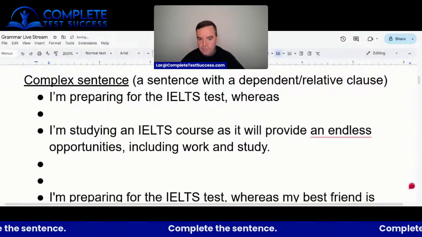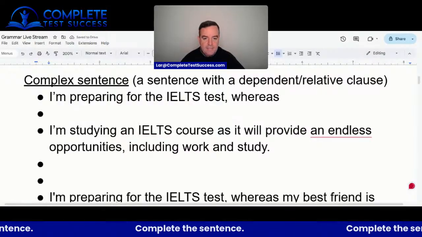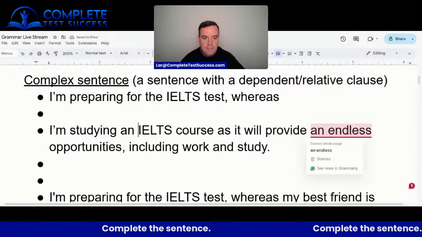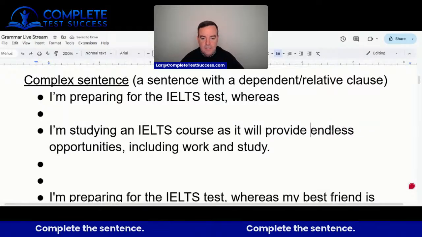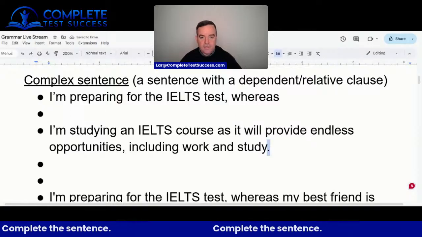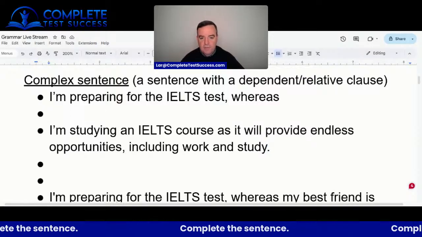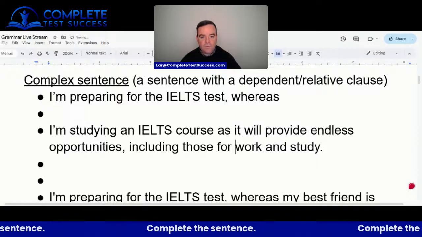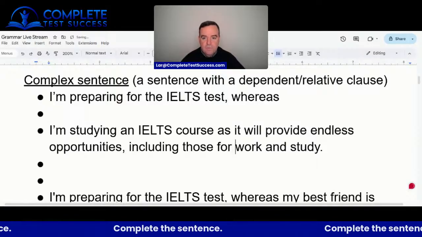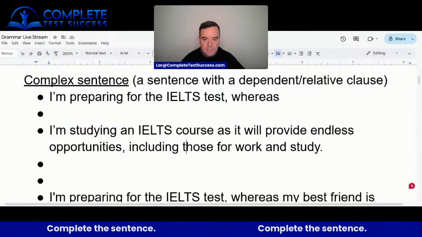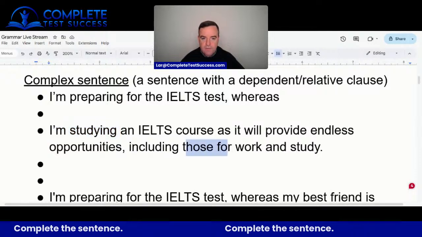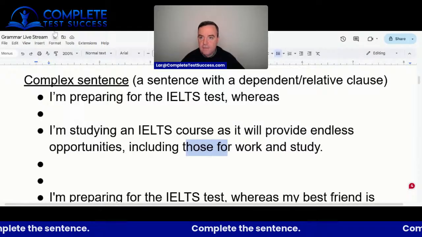There's more than one, so it's not specific: as it will provide endless opportunities, including work and study opportunities, or including maybe those for work and study. So mistakes with tenses, mistakes with referencing. Be careful with those things there.